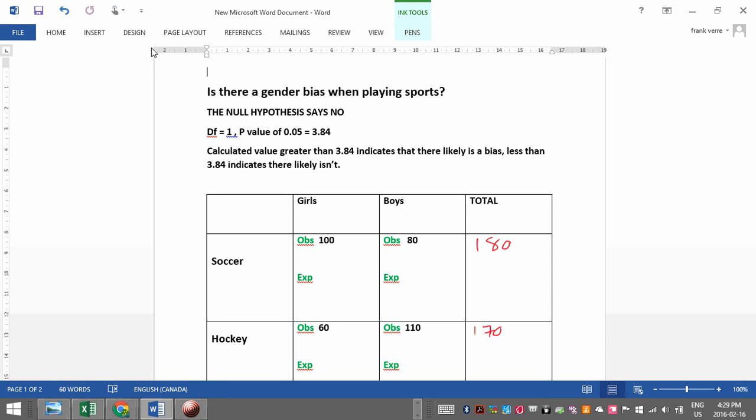So we're going to do something called the chi-square test. The chi-square test is going to spit out a result, and the result is either going to tell us whether or not there is some sort of significance in the data, or really there isn't.